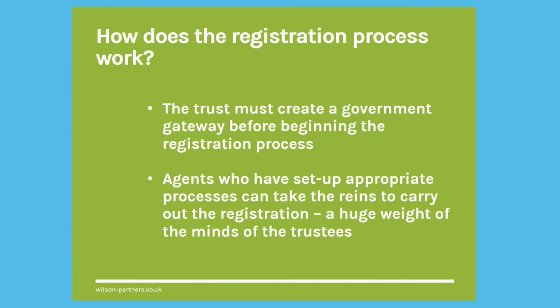So how does the registration process work under the new system? Each trust must create a government gateway login as an organisation for every trust that you hold. You have to go in and claim the trust, which is the wording that HMRC are using, but ultimately it means attaching the trust to that government gateway account. And then if you want the help of an agent, you can provide agent authority to then go and do all of the trust registration on your behalf.